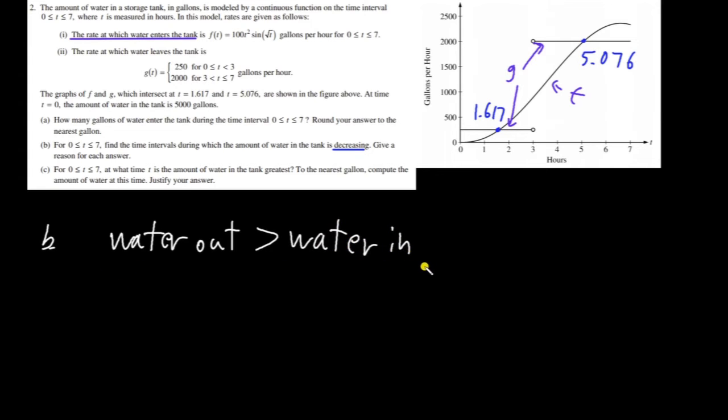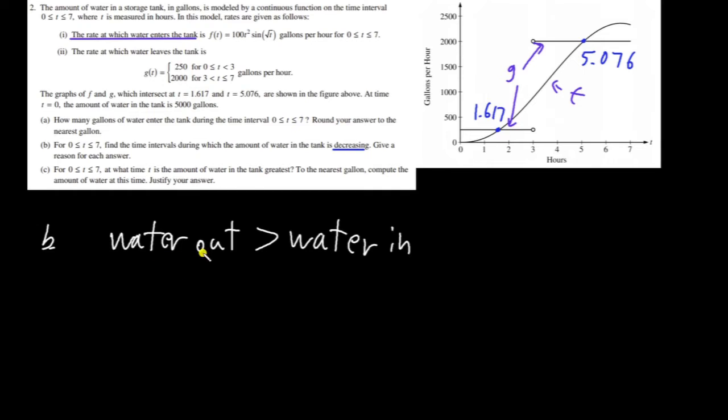Part B, for 0 less than or equal to t less than or equal to 7, find the time intervals during which the amount of water in the tank is decreasing. Give a reason for your answer. So I'm going to figure out where the water in the tank is decreasing. If you just think about this logically, if you want the amount of water in the tank to be decreasing, that means the amount of water going out has to be greater than the amount of water coming in, right?